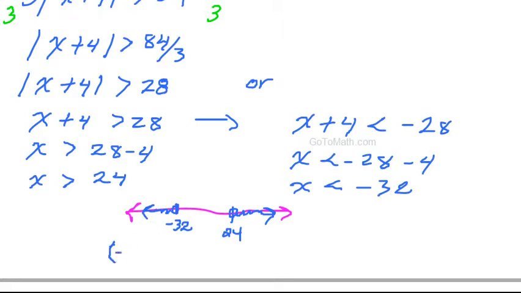And of course our interval is easy to write now because we can just look at our picture. We have negative infinity to negative 32, parentheses because we don't include it. That's what the open circle means. Union, we're going to union that set with 24 to infinity. Okay, how's that? Pretty simple stuff.